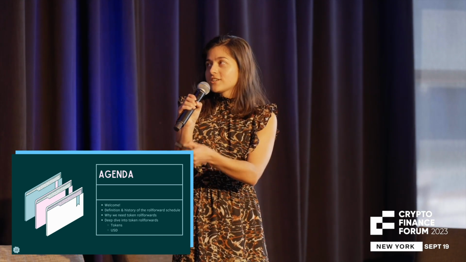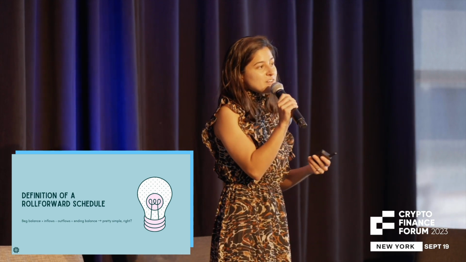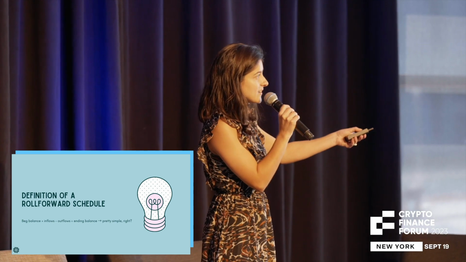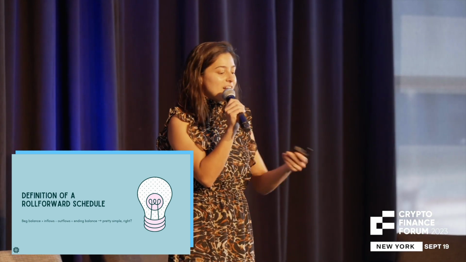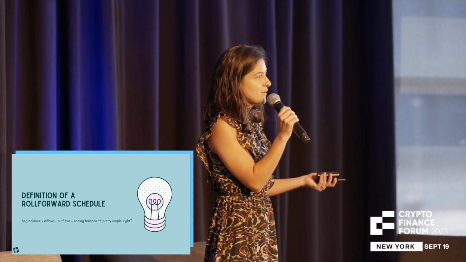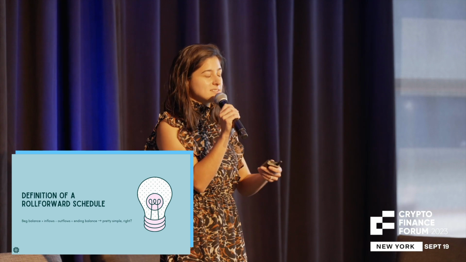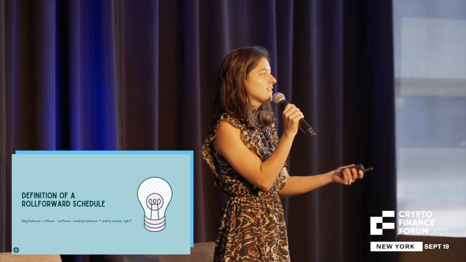But first off, let's cover the definition of a roll forward schedule. And so it's pretty simple. You take the beginning balance of an asset, you add to it any inflows of that asset during the period, subtract any of the dispositions or outflows of the asset, and then you arrive at your ending balance. So again, it's pretty simple. Keep this formula in mind as we go on, because some of these roll forwards can get kind of crazy and complicated, but if you remember this formula, then you'll be good to go.